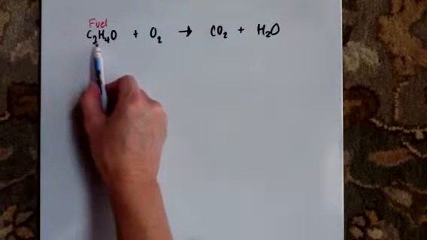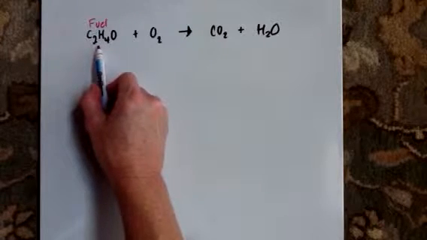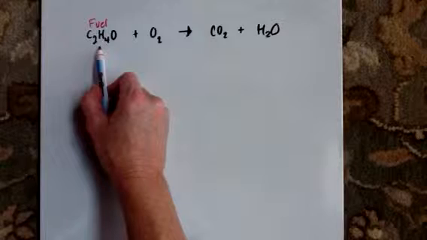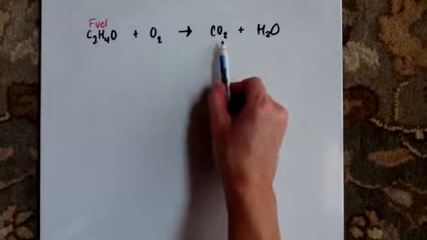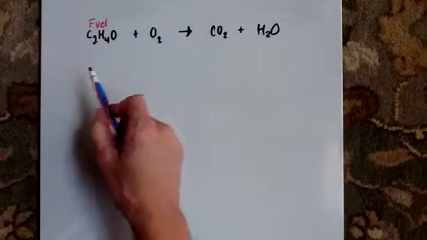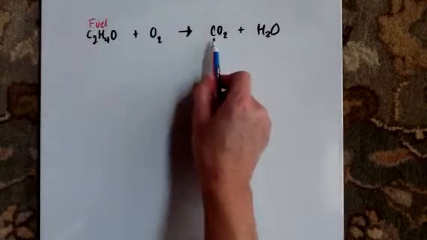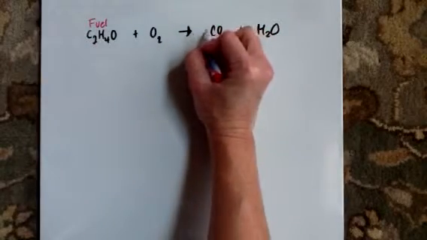Any fuel that has just carbon, hydrogen, and sometimes oxygen, if it's just those three elements, and you burn it completely, you'll get these exact products, carbon dioxide and water. So let's balance this. We start by balancing our carbon and hydrogen first. There are 2 carbons here, so I'll add a 2 here.